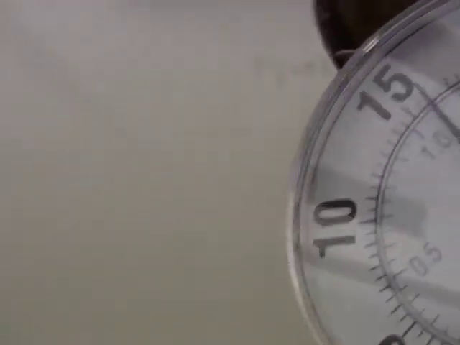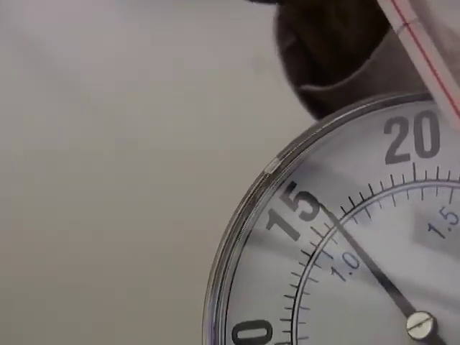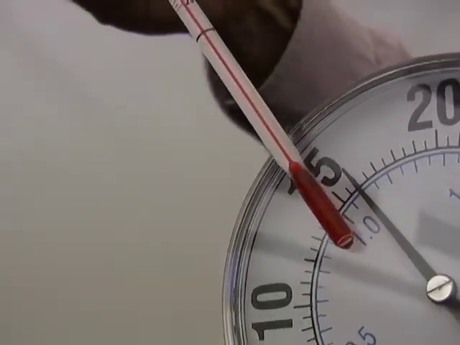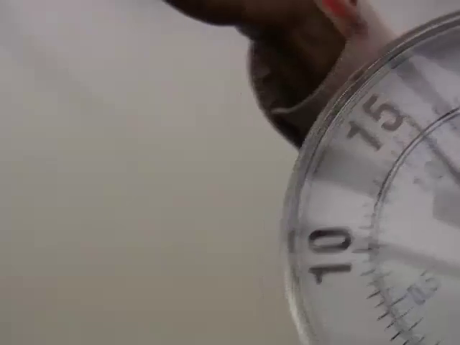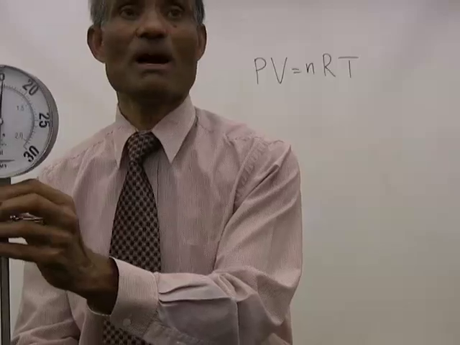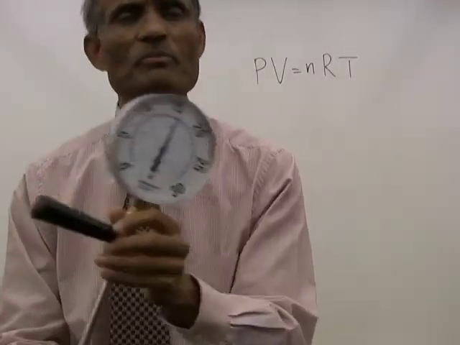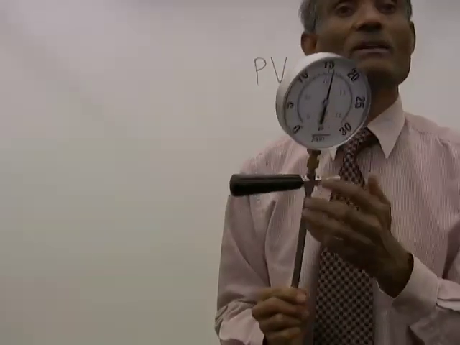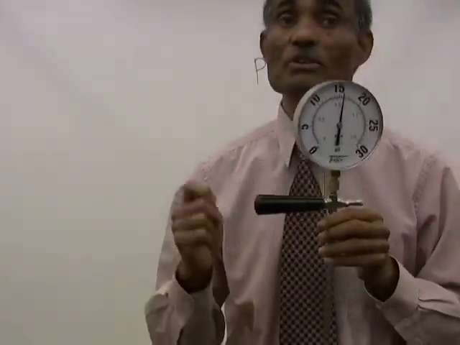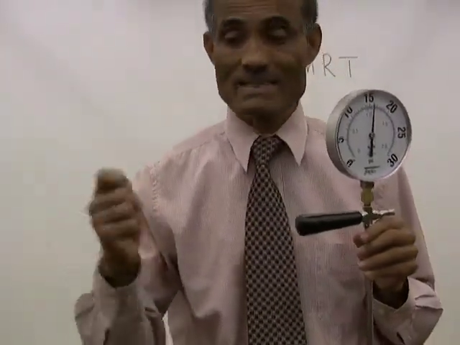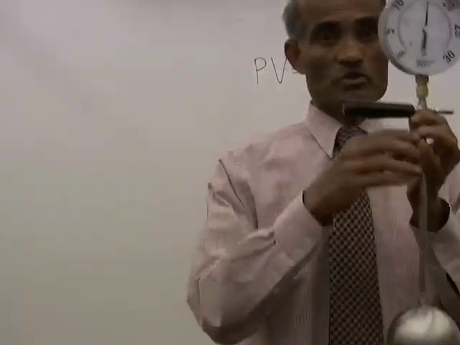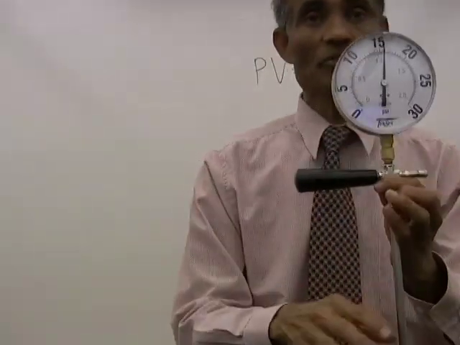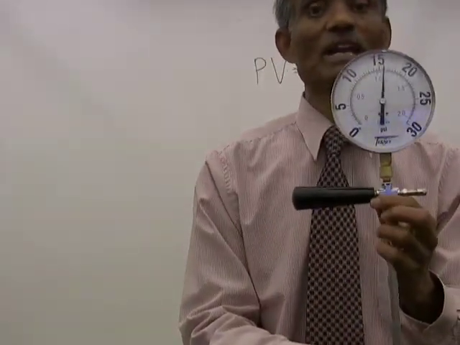Now, this is in atmosphere, so the pressure indicated here is 1 atmosphere. You need to convert that to Pascal by multiplying by 10 to the power of 5. That is an approximate value. So multiply the gauge reading by 10 to the power of 5 to convert it to Pascal. Okay, so we will have the reading when the bulb is covered in ice.